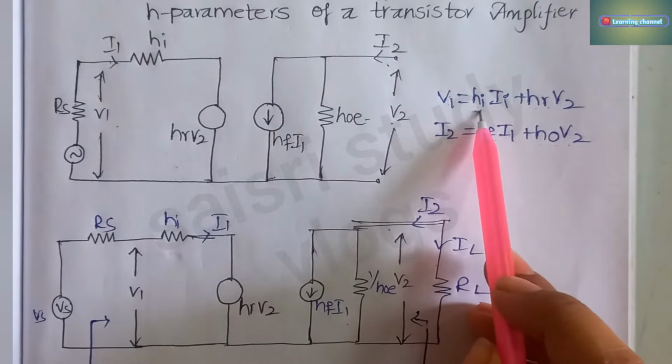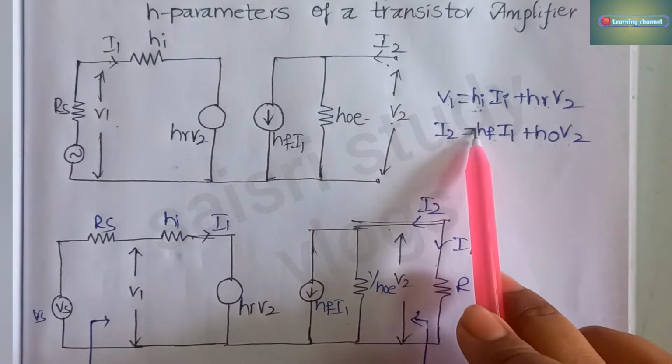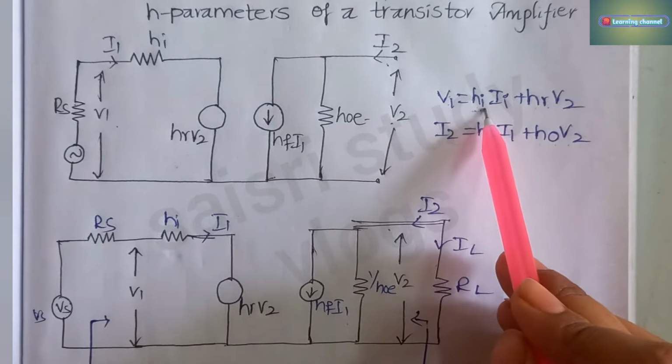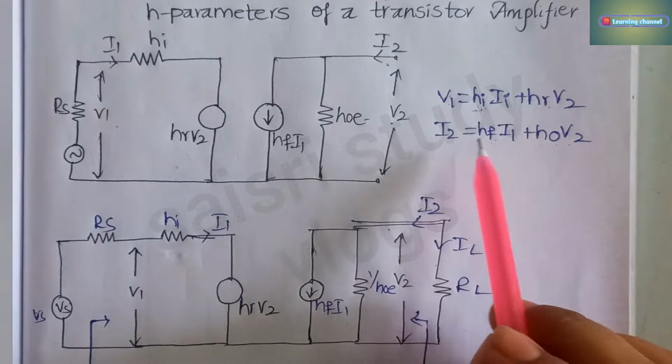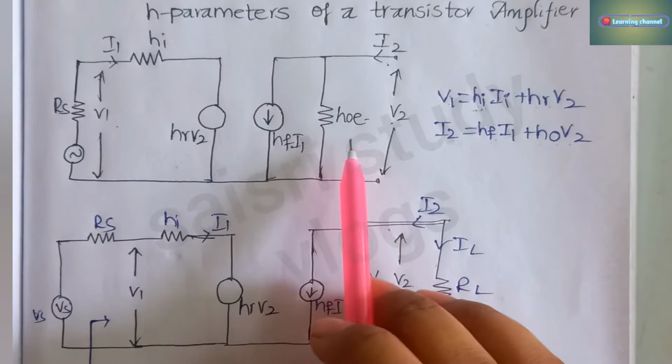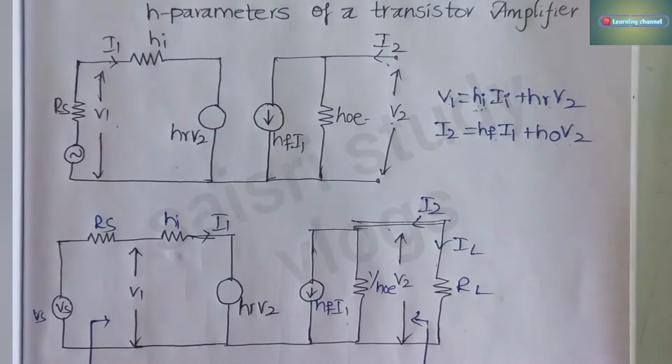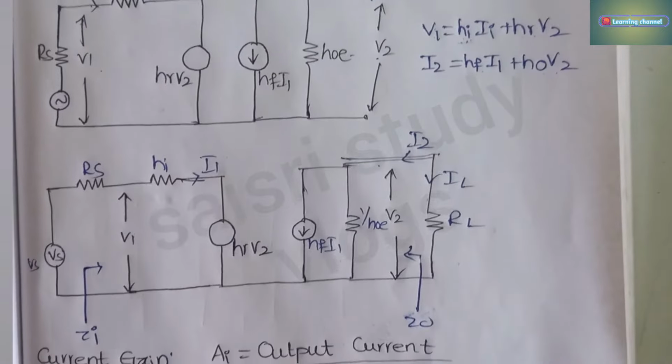So here it is input impedance. How did we get these equations? How do we know that HI is input impedance? All this I will explain in a separate video on how we got this transistor H parameter model. I will drop the link in the description box.